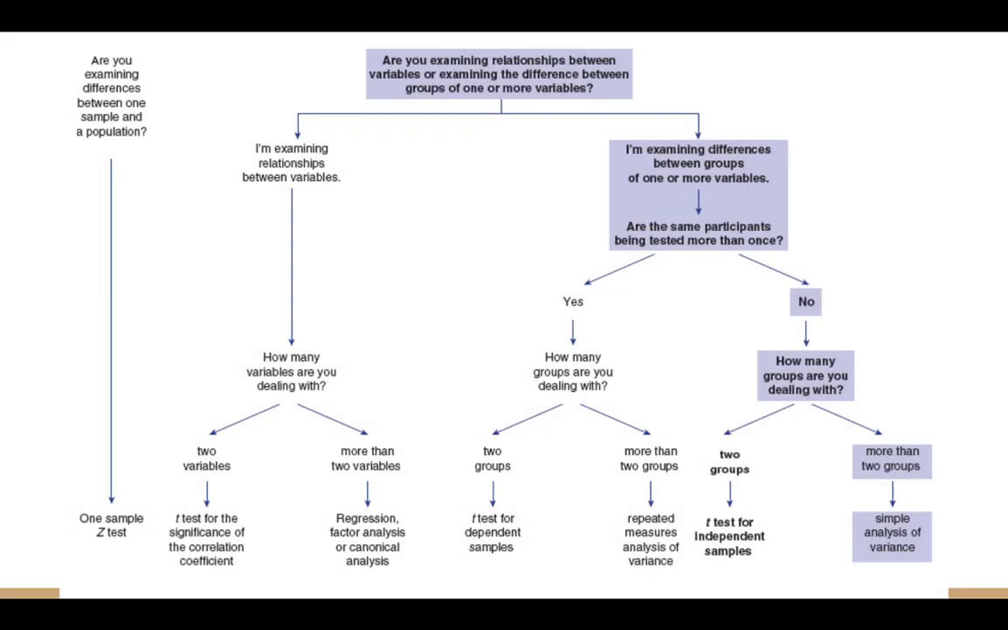If you remember our decision chart that we used to find when we were doing a t-test, now you see that if we go down our flowchart, we're examining differences between groups, but our participants are not being tested more than once. So we go over to no, and it says how many groups are you dealing with. Now we have more than 2 groups, so it becomes a simple analysis of variance, a simple ANOVA, rather than a t-test. Again, I will get you a copy of this chart.